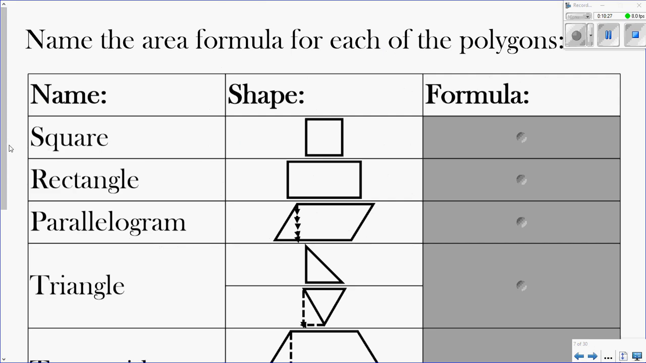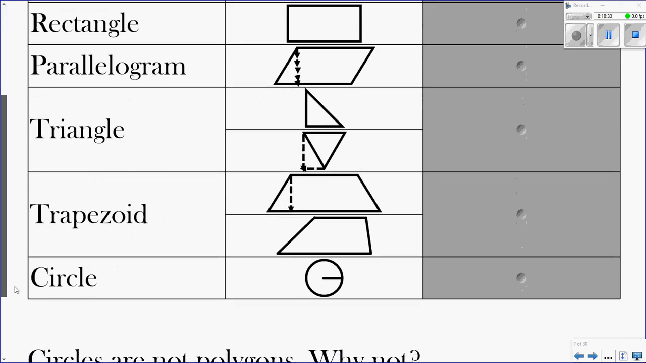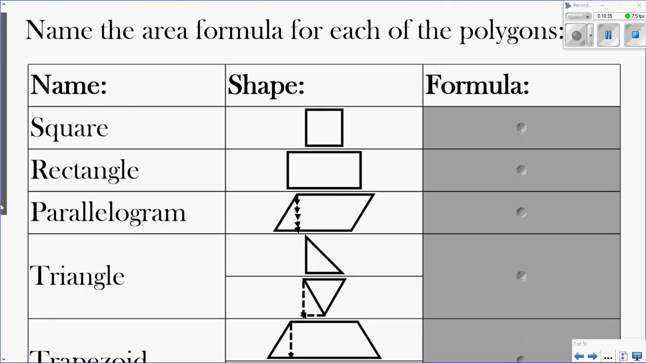All right, so there are different area formulas for different shapes, and we're going to learn them all. For the first one, we have a square. A square has 4 equal sides, so the formula will be A equals S squared. Basically, you take one of the sides and you square it to give you the area of the square.